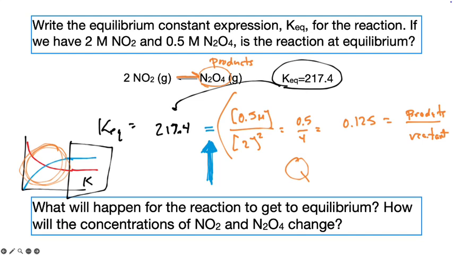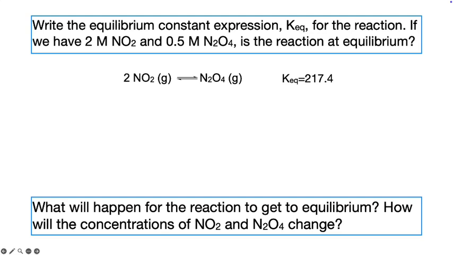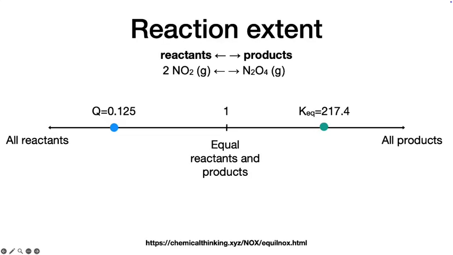Make sense? What we can do is manipulate this a little bit, and you can put it on a number line. What this is referencing is our reaction extent, which is largely what our equilibrium is. K is products over reactants at equilibrium. Q is equal to products over reactants everywhere else.